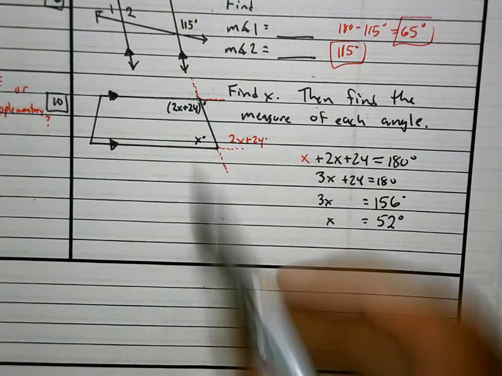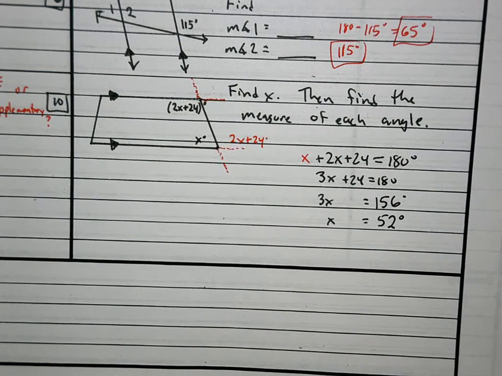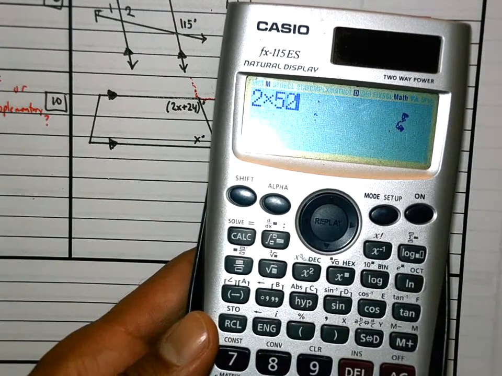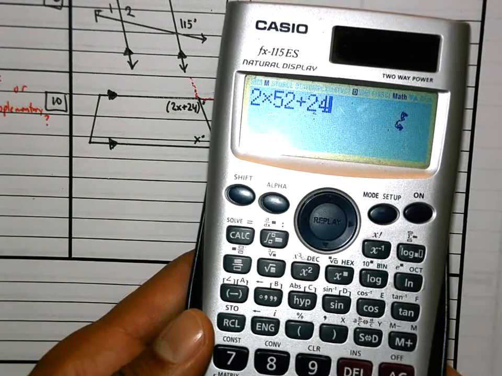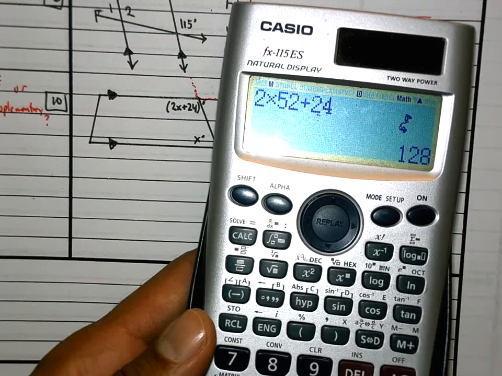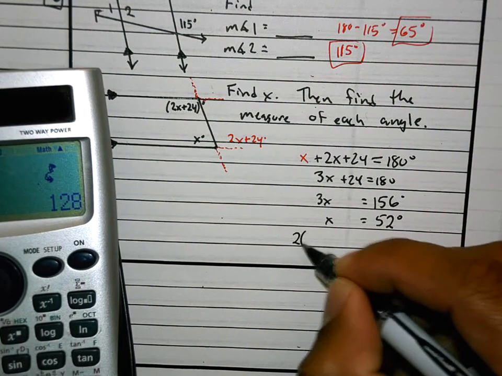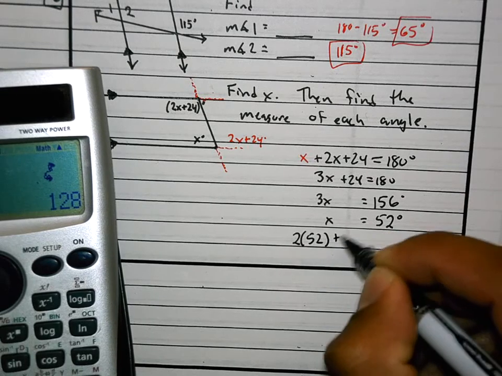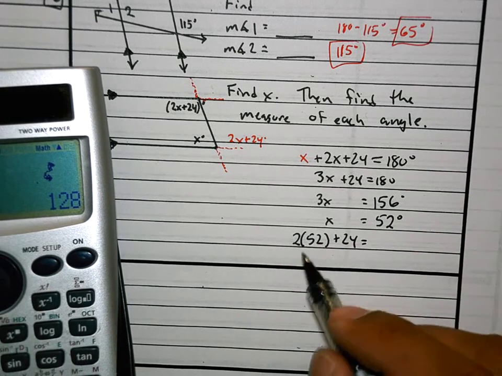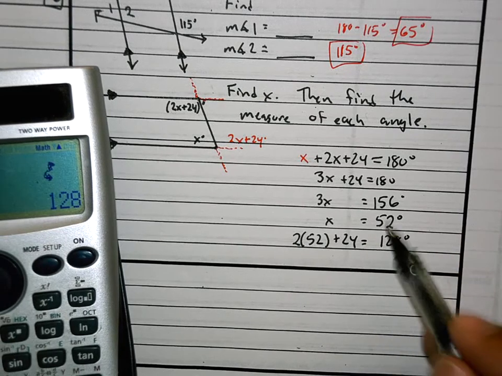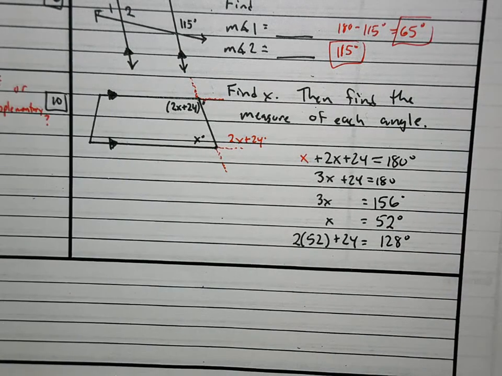2 times 52 plus 24, and this is where I recommend using a calculator. 2 times 52 plus 24. Boom. So I'm just going to write down what I did. 2 times 52 plus 24 is. The other angle is 128 degrees, which are supplementary. They add to 180, so that should make sense to you.